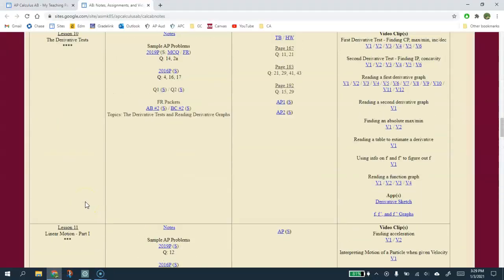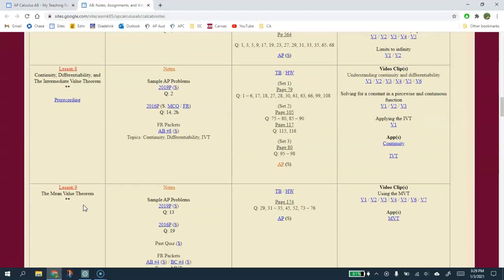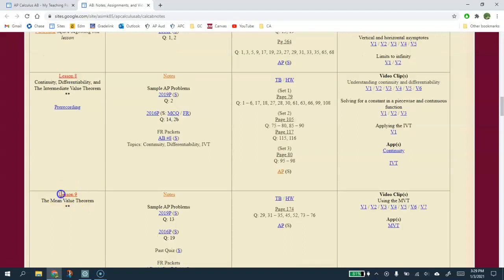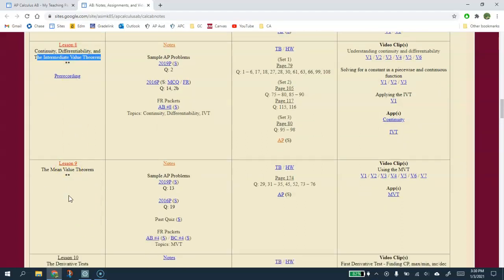In lesson number 9, we're going to be learning about something called the mean value theorem. And as we discover the mean value theorem, we're also going to talk about the intermediate value theorem. So those are two things that we're going to touch on in this topic: the intermediate value theorem, also known as the IVT, and the mean value theorem, also known as the MVT.